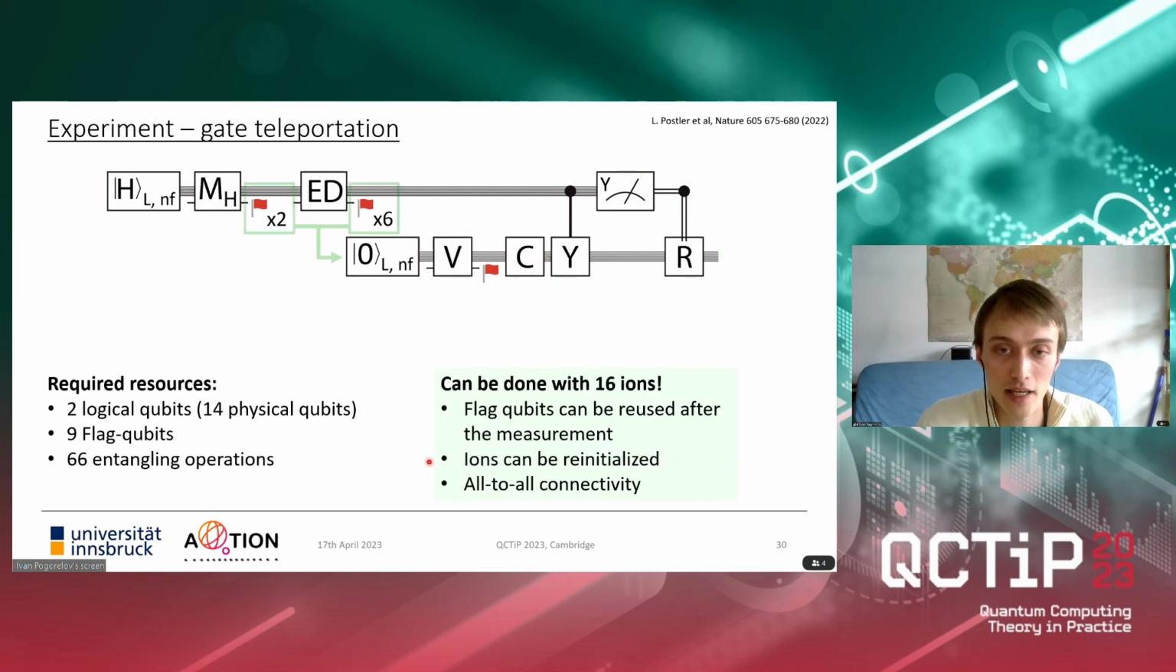But we can actually get away with 16 because once we prepare magic state, we can detect these flag qubits and reinitialize them and use them for logical target qubit. So ions allow for that. And also, as I said, they have all-to-all connectivity. So it doesn't really matter where in the chain these ions were located because we can entangle any pair.